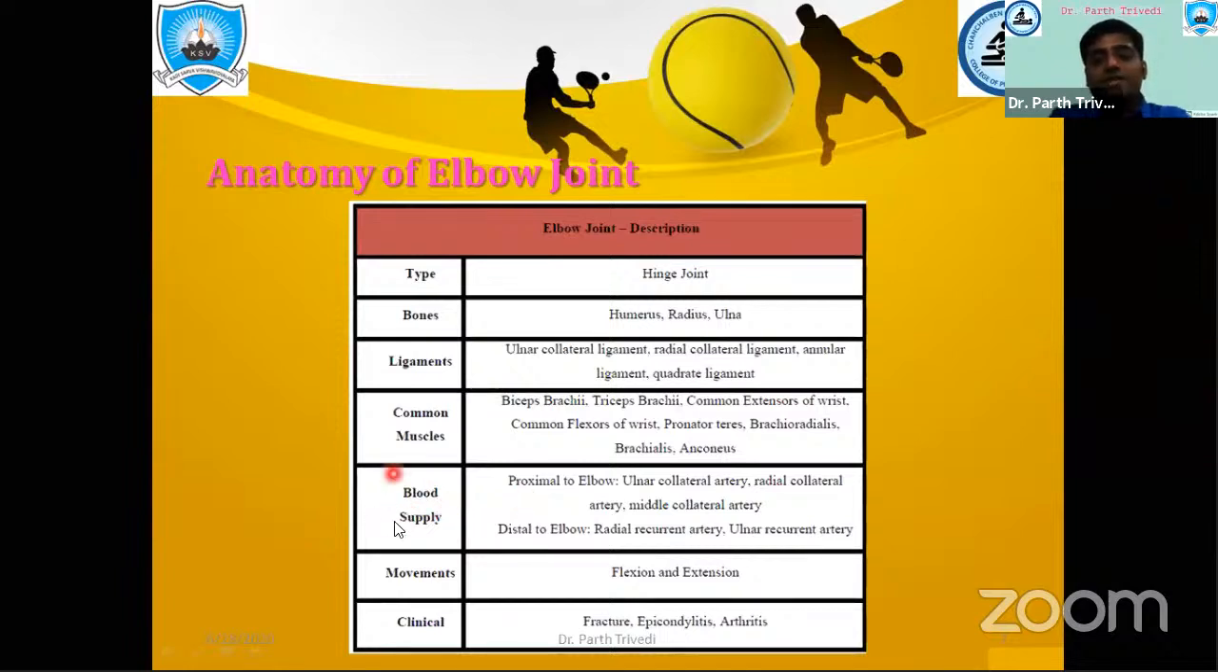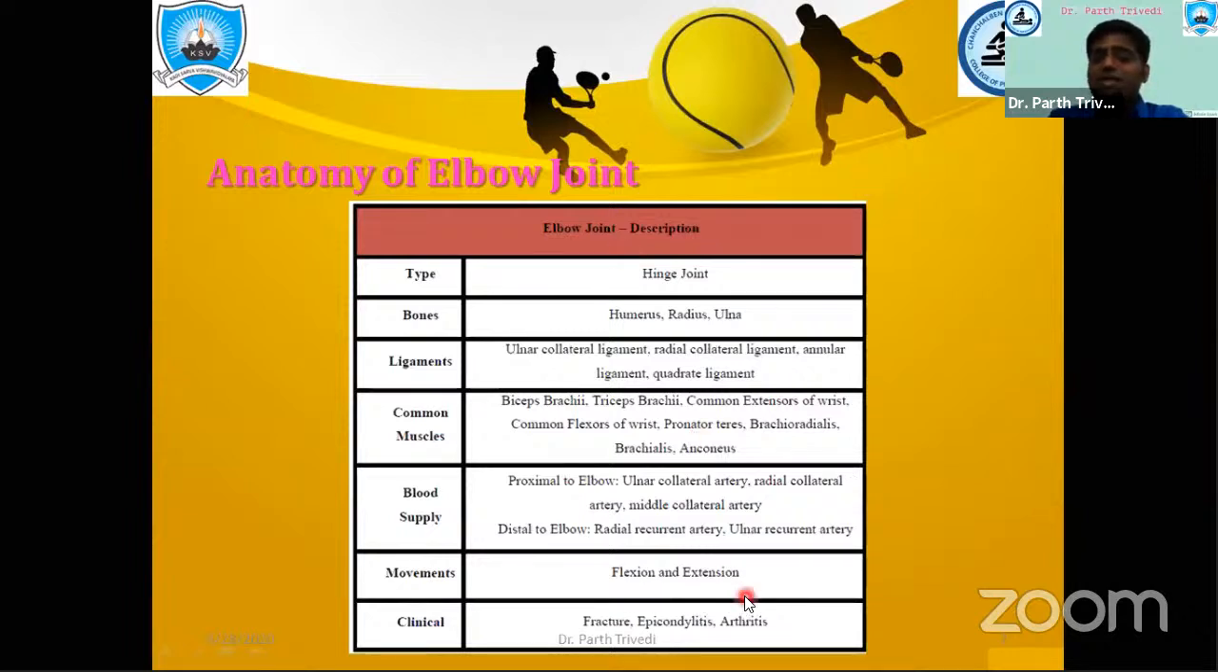Okay, so the blood supply is basically divided into two major sections, proximal to the elbow and distal to the elbow. It is mainly through your ulnar collateral artery, radial collateral artery, and middle collateral artery, and radial recurrent and ulnar recurrent arteries. So as I said, it is a hinge type of joint.